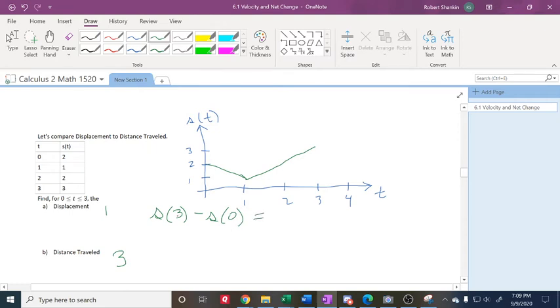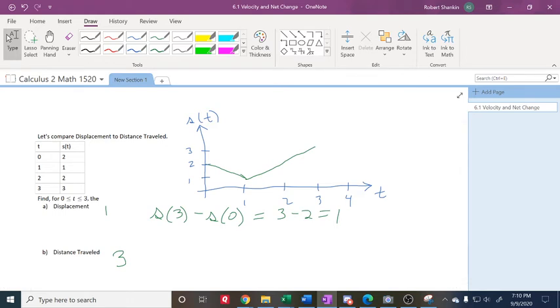And your position at the end was 3, and your position at the beginning was 2, and your displacement was 1. Alright, so we can think of this for a moment like this. Suppose you were walking. You were 2 miles away from home. And then in 1 hour, you had walked back towards home and you were only 1 mile from home. And then over the next couple hours, you went to where you were 3 miles from home.